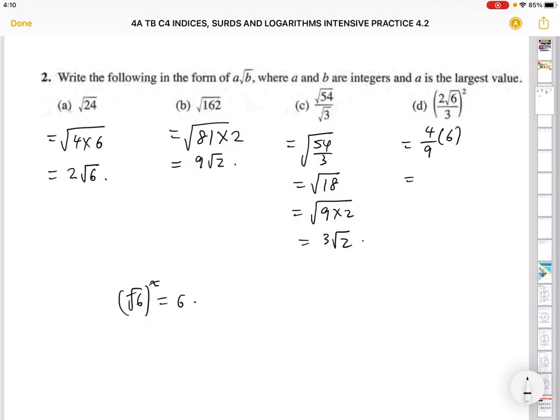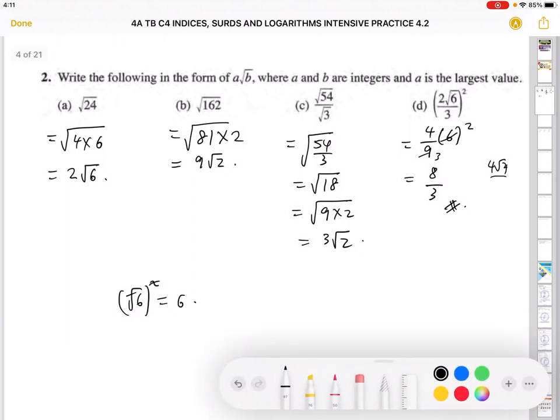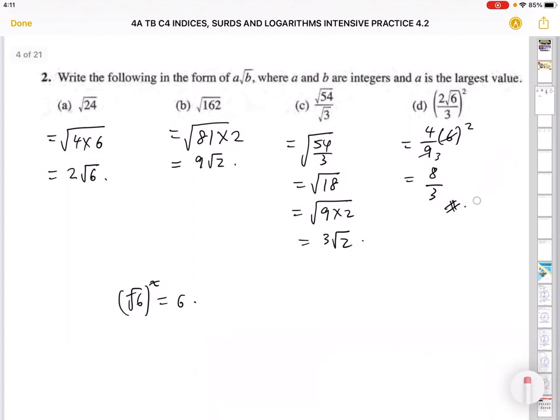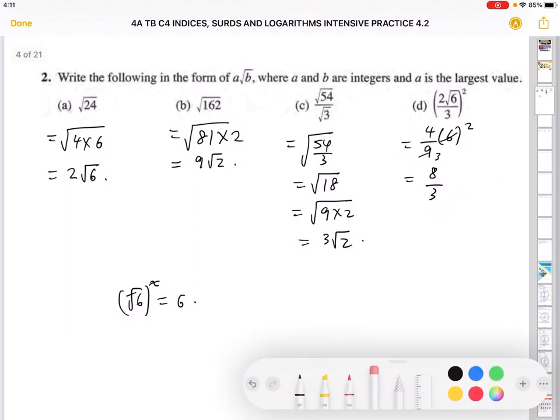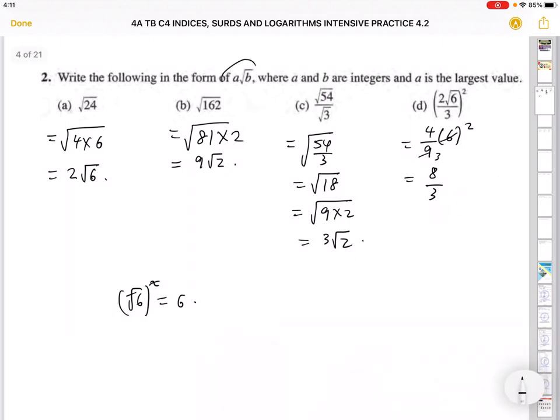And we can simplify further. 6 and 9 you can cancel, left with 3 and 2. So your answer is 8 over 3. But if you check the answer in the textbook, they actually leave it as 4 root 4 over 3, right? I know it's a bit weird, but I guess the logic behind it is because the question says leave it in this form, but I still think it's a bit weird.